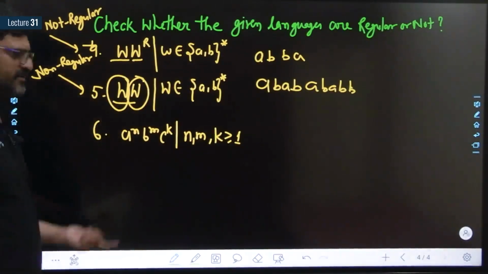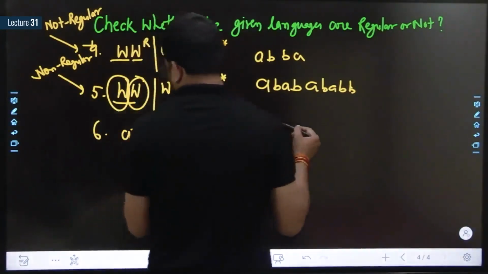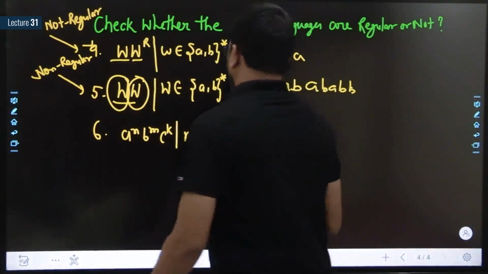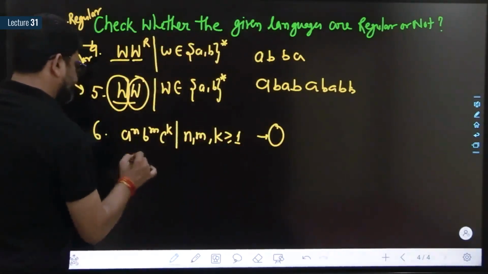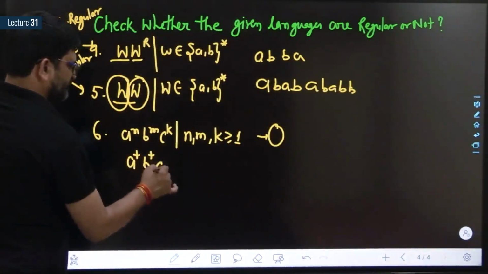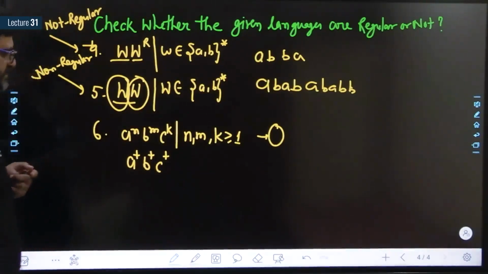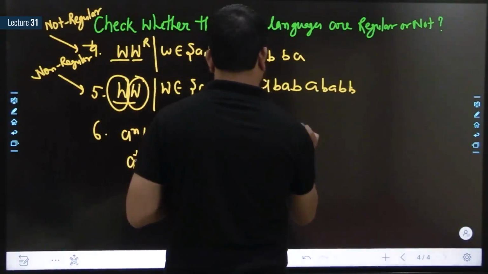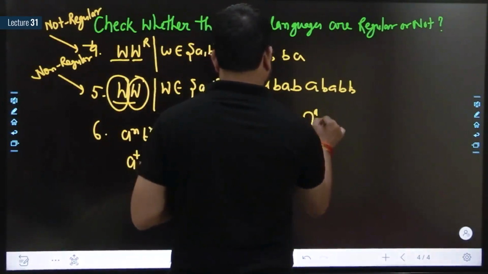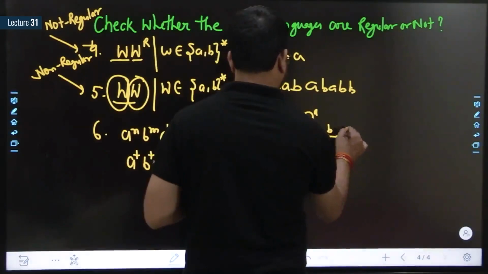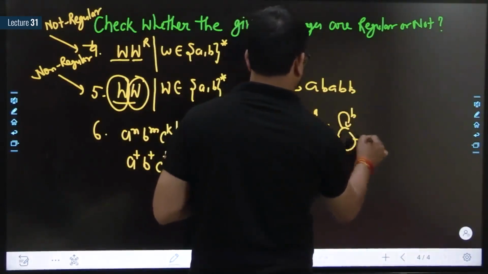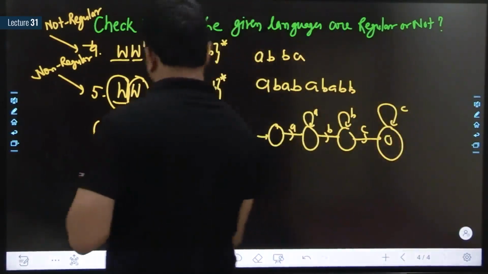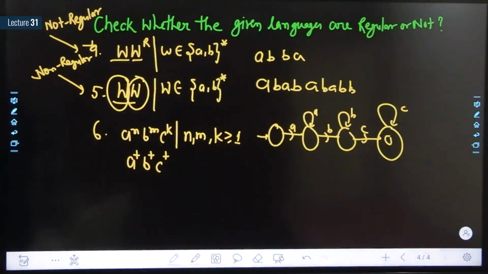This one is regular. Please check. There is no comparison. We can make a DFA or regular expression. What is the regular expression for this? This is the regular expression, or this is the finite automata for this. Clear?